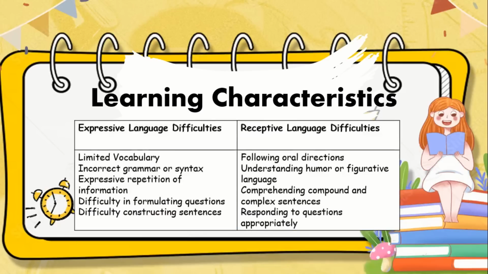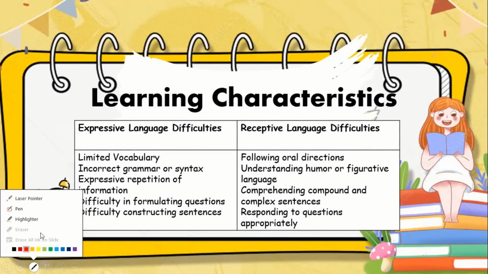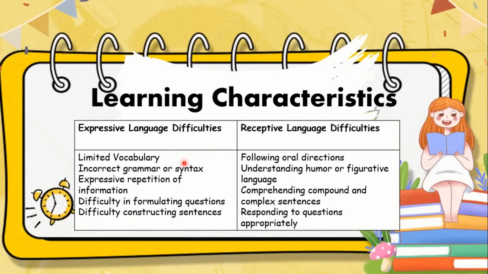Number one, we have the expressive language difficulties and the receptive language difficulties. In expressive, we have limited vocabulary, incorrect grammar or syntax, repetition of information, difficulty in formulating questions, and difficulty constructing sentences. In receptive language difficulties, we have following oral directions, understanding humor or figurative language, comprehending compound and complex sentences, and responding to questions appropriately.